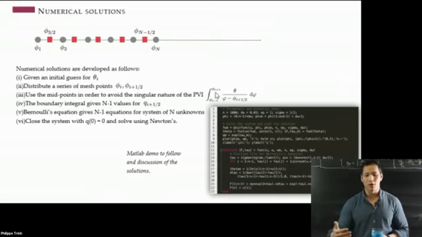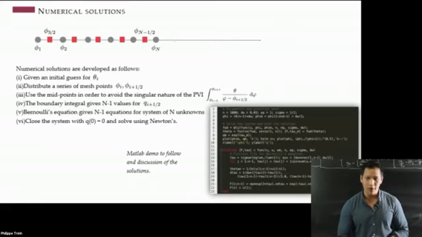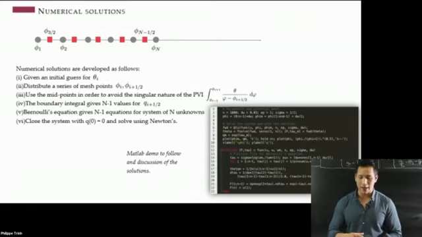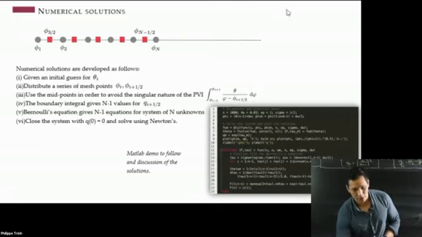If I integrate over the main points, for instance, phi 1 through phi n, and I evaluate at the midpoints, I can avoid those singularities. It's not a very accurate scheme, but it works for our purposes. You can come up with more accurate schemes for resolving this principal value integral.